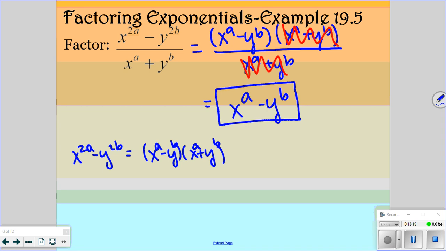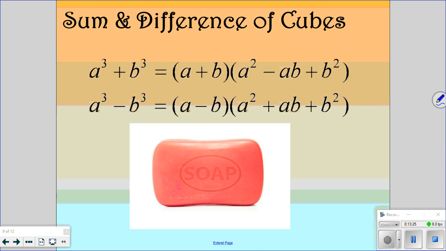Okay, so now we're going to look at some sum and difference of cubes formulas. So you may have seen these before. A cubed plus b cubed is a plus b times a squared minus ab plus b squared, and then a cubed minus b cubed is a minus b times a squared plus ab plus b squared. So these two look very, very similar. The only difference is the signs.